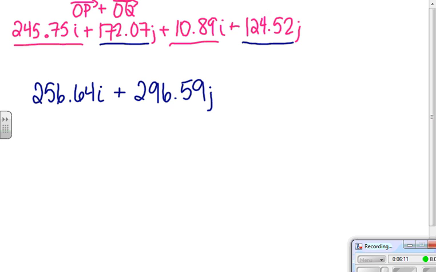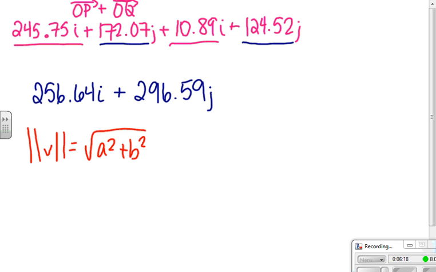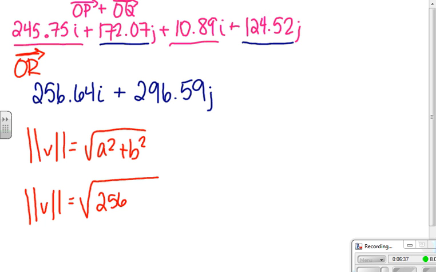All right, so to find magnitude, remember, magnitude equals the square root of a squared plus b squared. So all I'm going to do is find the magnitude of my resultant vector. And your resultant vector is going to be the OR vector. So we've got the square root of 256.64 squared plus 296.59 squared, and then I'm going to root it, and that's going to give me my magnitude.